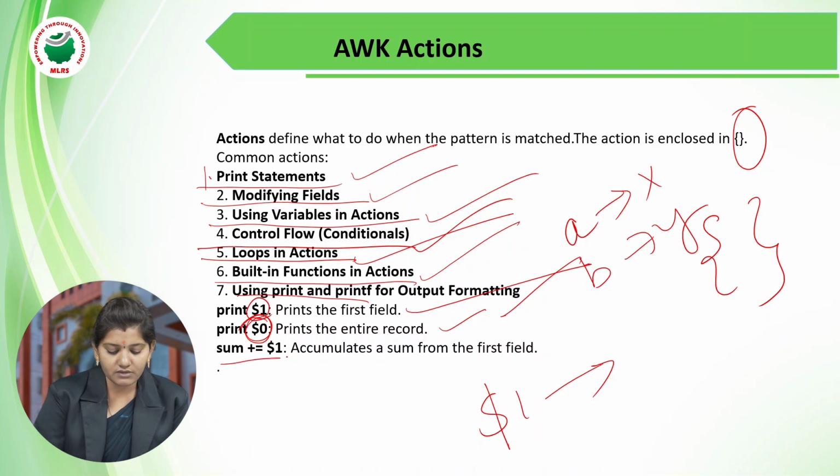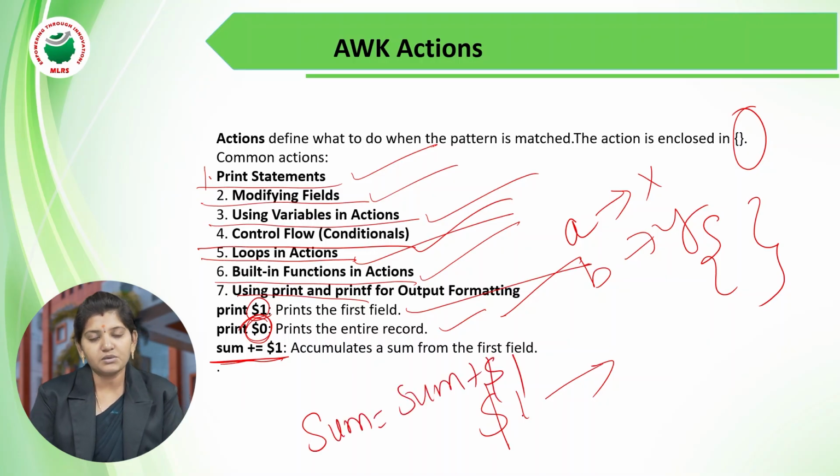And then for summing, we write sum = sum + $1. That means whatever data we have is added up along with the first field. So it gives the result as a sum for the first field. So these are the actions that we are going to perform in AWK.